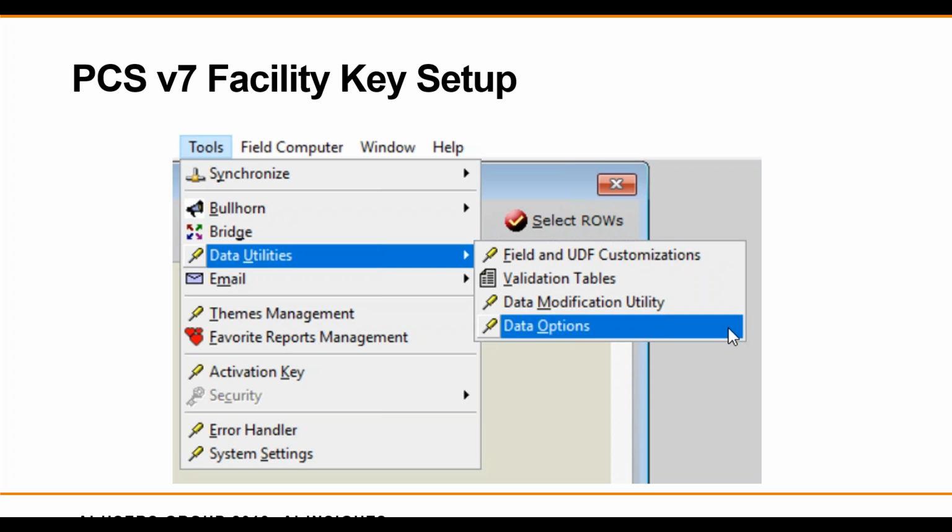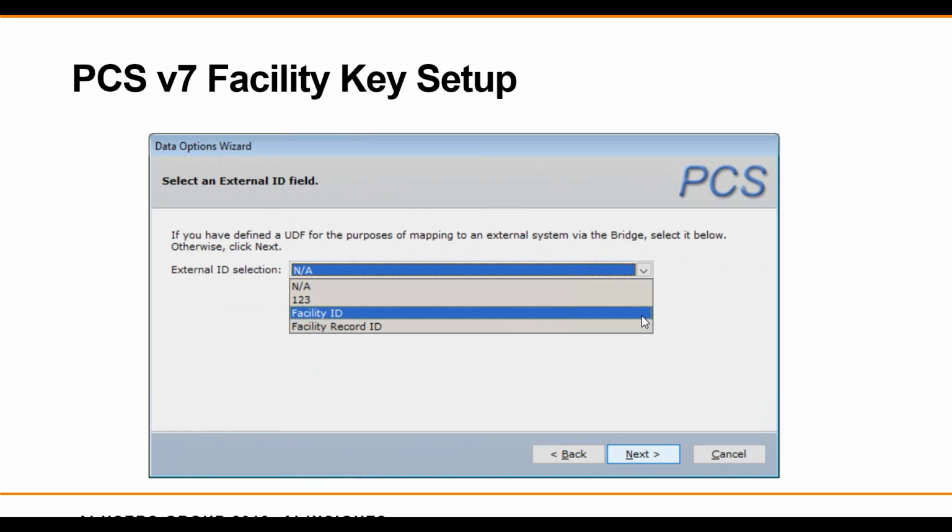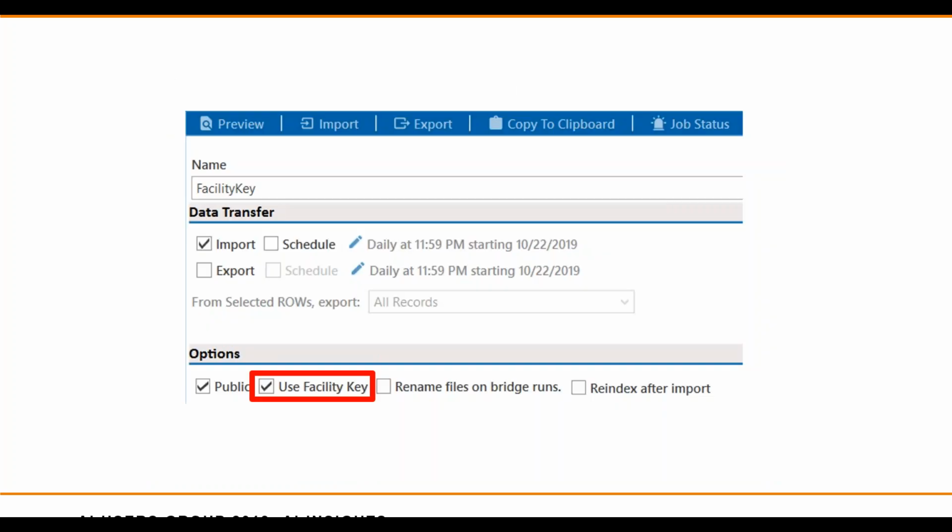And at the end of it, when you want to run it, and you don't have it changed to facility key, you run your preview, you wait for your preview to load and realize facility key wasn't set up, you have to cancel it, go to this specific spot in Tools, Data Utilities, Data Options, click through this wizard, pick your facility key, but then you realize you forgot to build your facility key field. So then you go to Field and UDF Customizations, you add the field, you import that data. It's a 1,000,000-step process, and then you go through the whole bridge again. So that has been streamlined in PCS Axis.